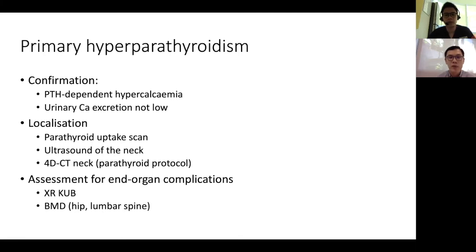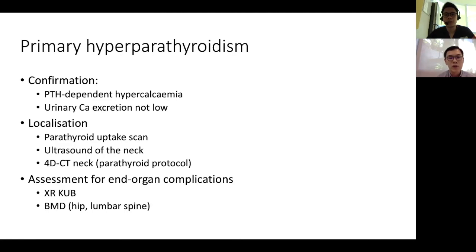Then secondly, you need to localize the source of the excess PTH secretion. And most of the time it is due to a parathyroid adenoma, either one single adenoma or multiple adenomas, or hyperplasia of one or more of the parathyroid glands. Very rarely a parathyroid carcinoma. And the localization involves imaging of the neck, either using an ultrasound or with a sestamibi scan to look at the parathyroid activity and uptake, or using a CT of the neck.